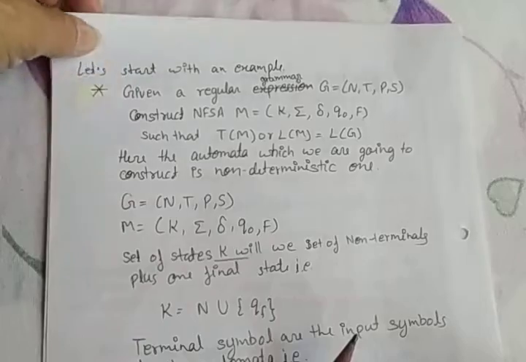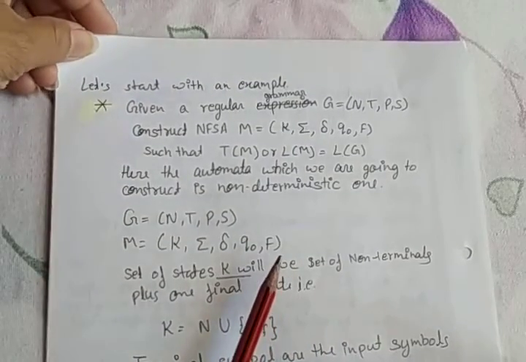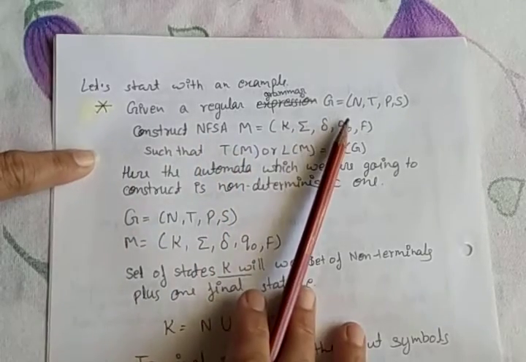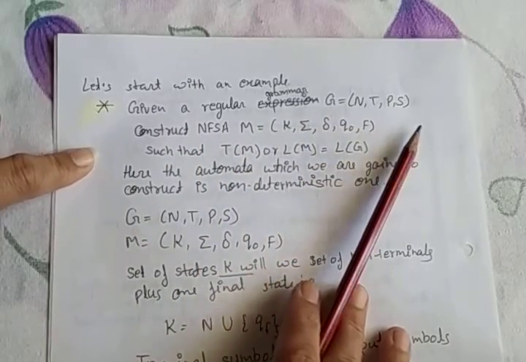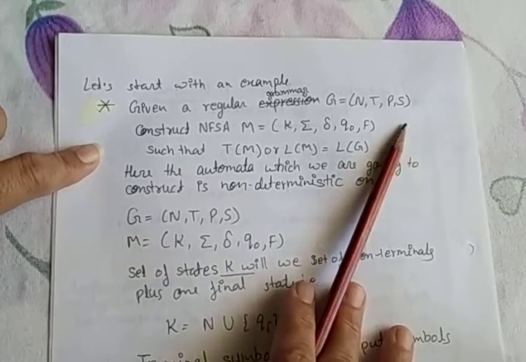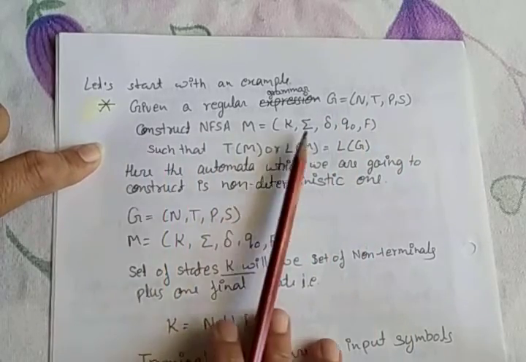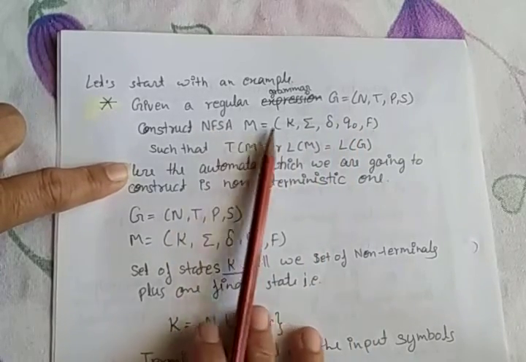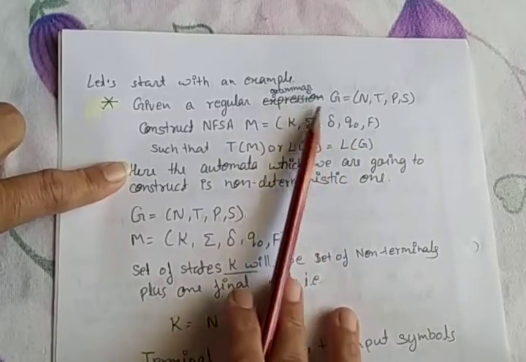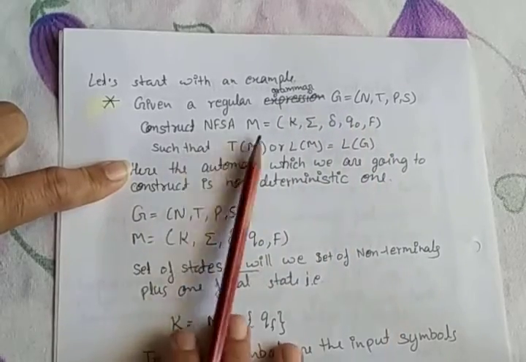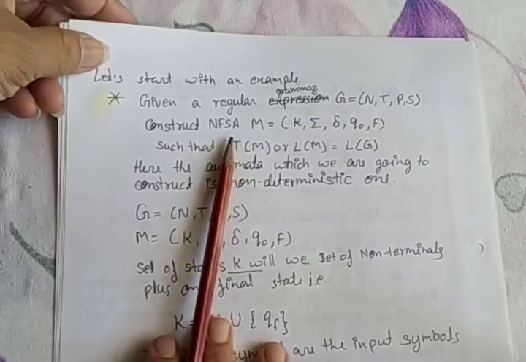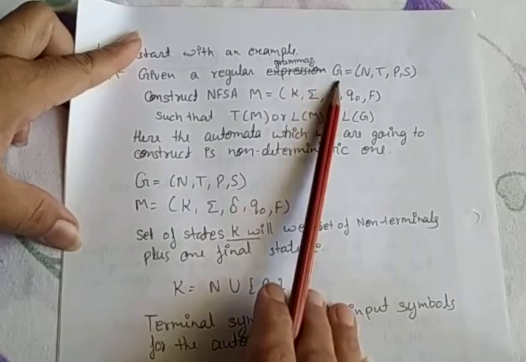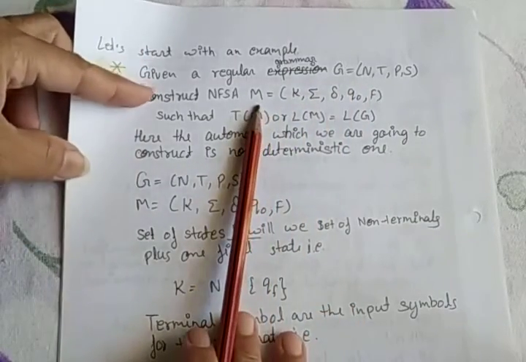Now let's take an example. In this example, a regular grammar is given. The grammar is G = (N, T, P, S), and we want to construct the corresponding finite state automata. Here we will construct a non-deterministic finite state automata, because whatever grammar is given, it will create a non-deterministic finite state automata. So the grammar is given and we want to construct this automata.